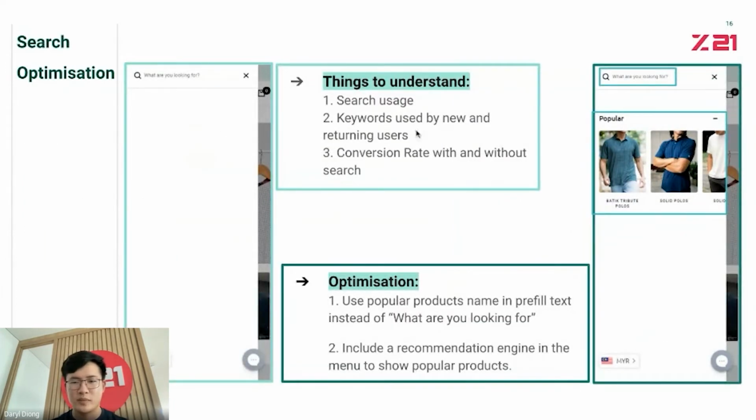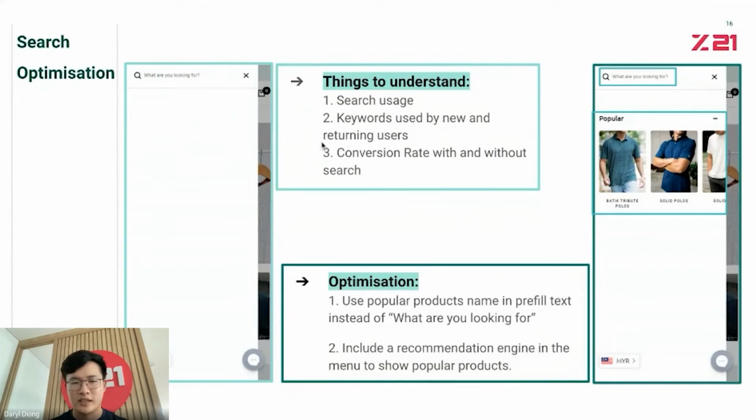Next would be search optimization. If I click the search tab on the left, this is what I will see. I think you can look into how often the search bar is used. Typically for brands with very few SKUs like yours, it might be better to just disable search entirely. Yep. But of course, we have to do a CRO test to validate that. Yeah. And keywords used by new and returning users, this is something that is worth looking into as well.